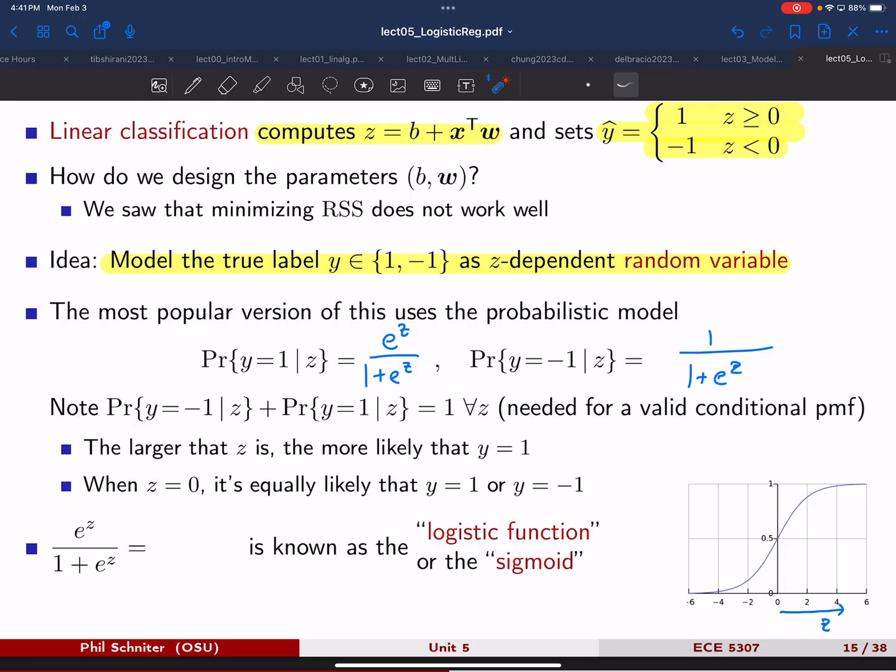Okay. So this is the workhorse model that people use for linear classification. Even in very sophisticated neural networks, at the very end of the day, this is the final piece of the model, exactly this. So the larger that z is, the more likely we believe that the target is 1. And when z equals 0, it's equally likely to be 1 or minus 1. So that's the main idea. Can I answer any questions on this?